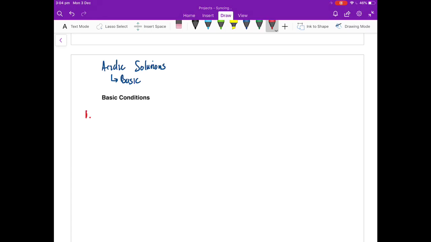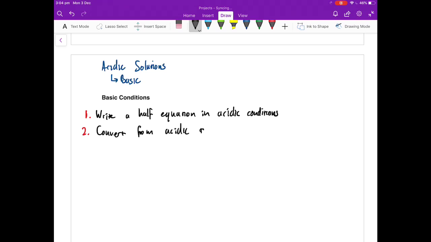Number 1 is to literally just write a half equation in acidic conditions. So we do everything we just learned in the previous video normally. We just write it in acidic conditions first of all, and then after that we learn how to convert. So step number 2 is to convert from acidic to basic.